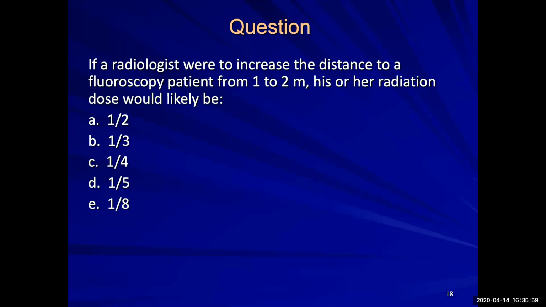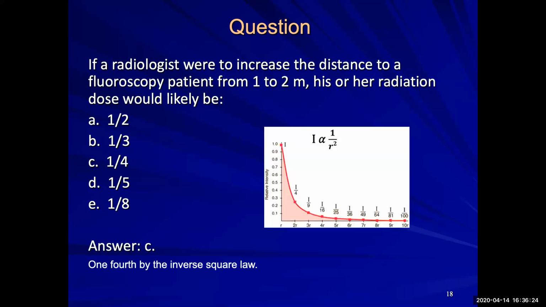If a radiologist were to increase the distance to a fluoroscopy patient from 1 meter to 2 meters, his or her radiation dose would likely be what? Half of the dose, 1/3, 1/4, 1/5, or 1/8? Okay, great. All say C, which means everybody understands the inverse square law. You can see here that doubling the distance gives 1/4, triple gives 1/9, quadruple gives 1/16, and so on.